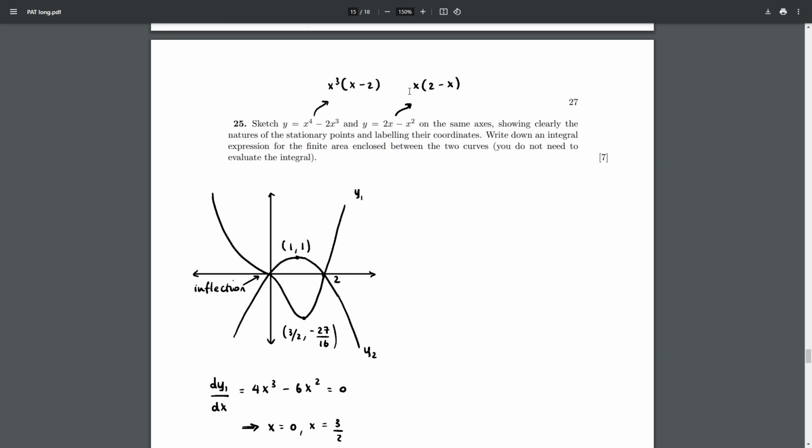And we know sketching our quadratic here, it's just going to be a quadratic with roots at 0 and 2, and the turning point at 1. And when x is 1, the value is going to be 2 minus 1, which is 1. So we can sketch y2 quite nicely. And then we know y1, for positive x, it's going to be really positive, we get close to infinity. And then for large negative x, it's going to go to negative infinity as well. So it just looks like this, with an inflection at 0, 0, and then goes down to 3 over 2, the minimum, and then it goes back up.